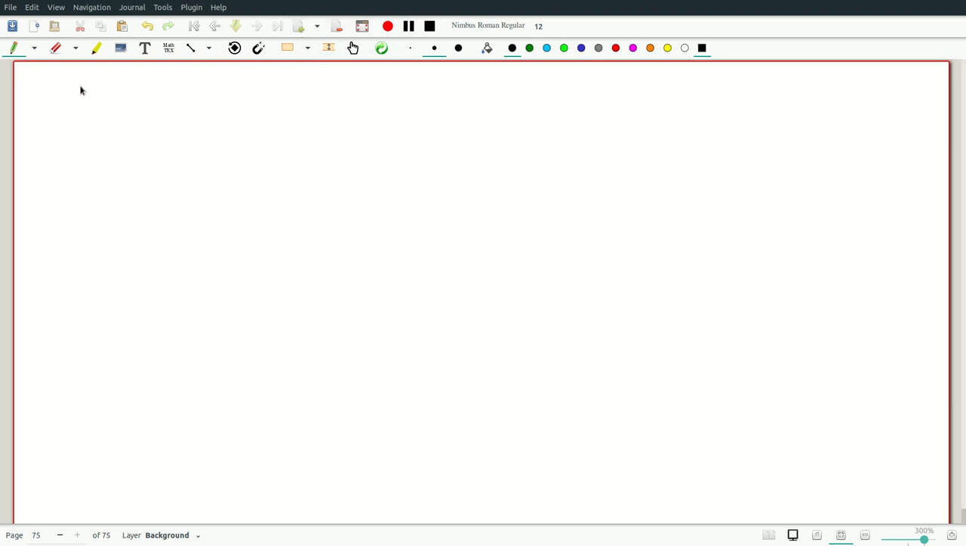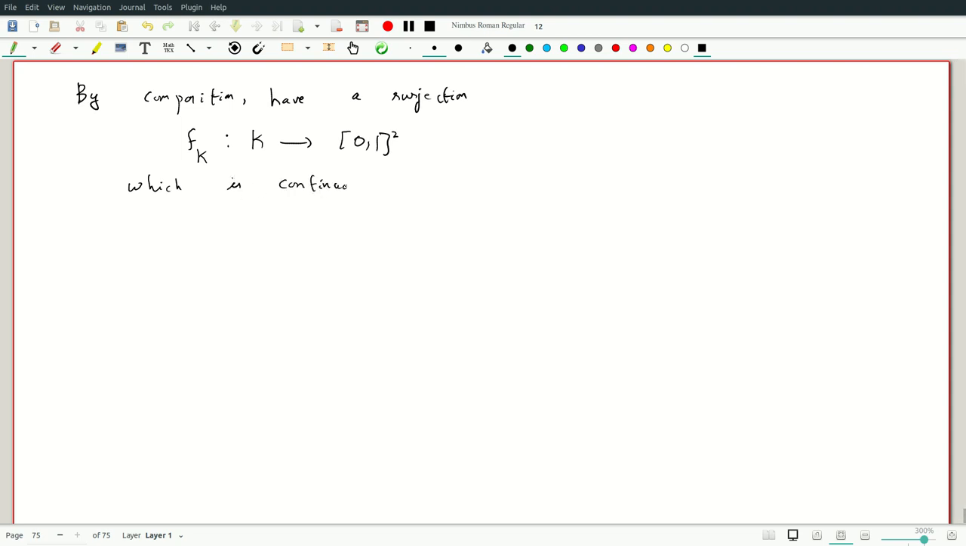So what do these together give you? By composition, we have a surjection, which is going to be, let's call it f sub K, mapping K to 0, 1 squared, which is continuous. Okay, so this already gives the main seeming paradox, because K seems one-dimensional, yet it's mapping onto a two-dimensional square. Okay, so K is here and K squared is 0, 1. By the way, K and K squared already give you a seeming paradox, right? A product of a space with itself is equal to the original space.